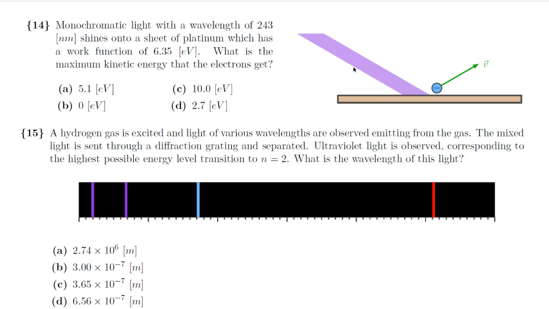14 is a problem on the photoelectric effect. You are given a wavelength of light that you shine onto a sheet of platinum, which is really, really, really expensive, by the way. We would not give you that in a lab. It has a work function of 6.35 electron volts, and I want to know what the maximum kinetic energy is that the electrons get. So for this, you simply take the equation that you have for the photoelectric effect.